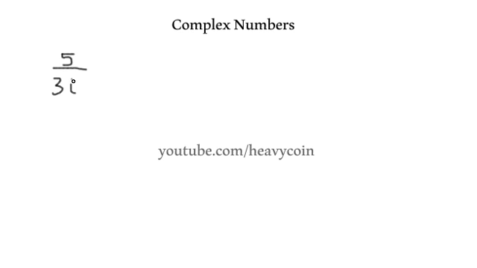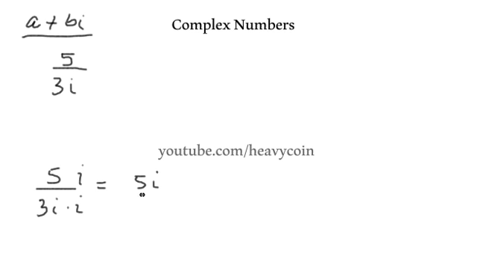3i. Now we want to get this in the form, remember, a plus bi. This is the form that we want to get it in right here. So we've got to get rid of this i in the bottom, and the way we're going to do that is I'm going to multiply the bottom by i and the top by i. That's pretty easy, because now we're going to have 3 times i squared. And remember what i squared is equal to.